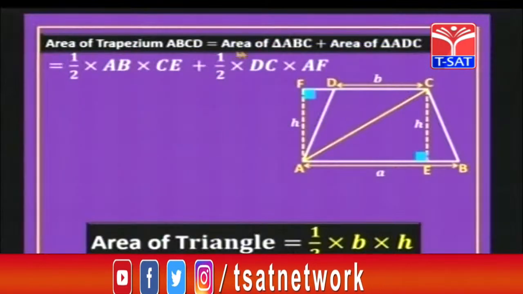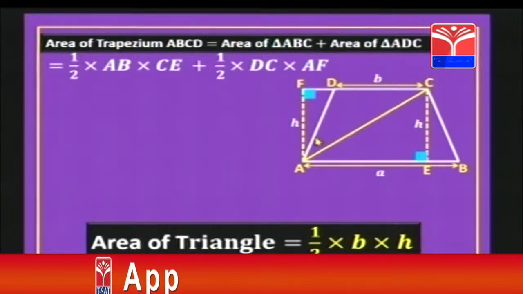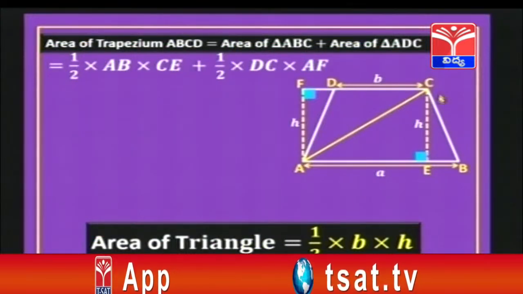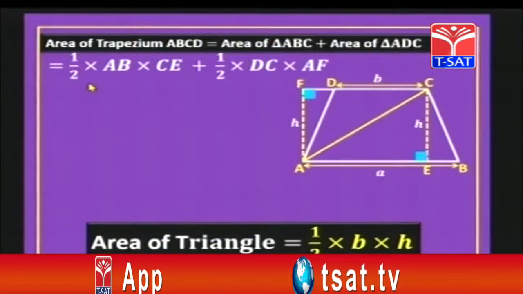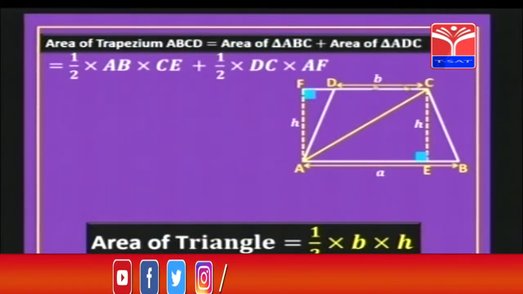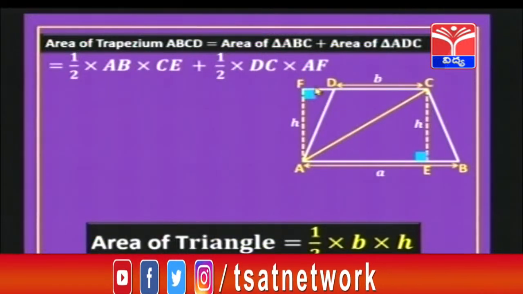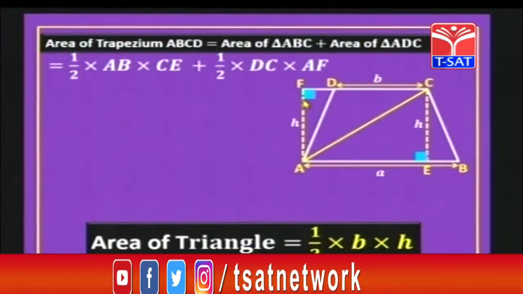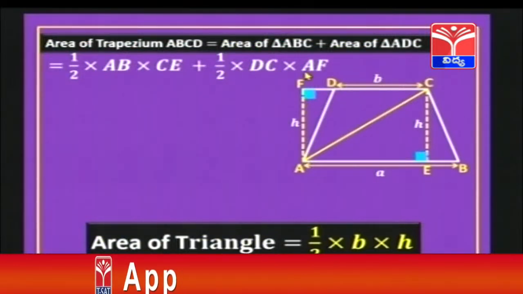In the first one, the area of triangle ABC, the base is AB and the height is CE. So it is half into AB into CE. Whereas in the second one, the area of triangle ADC, I am taking the base as CD or DC and the height will become, yes, AF. So it is half into DC into AF.